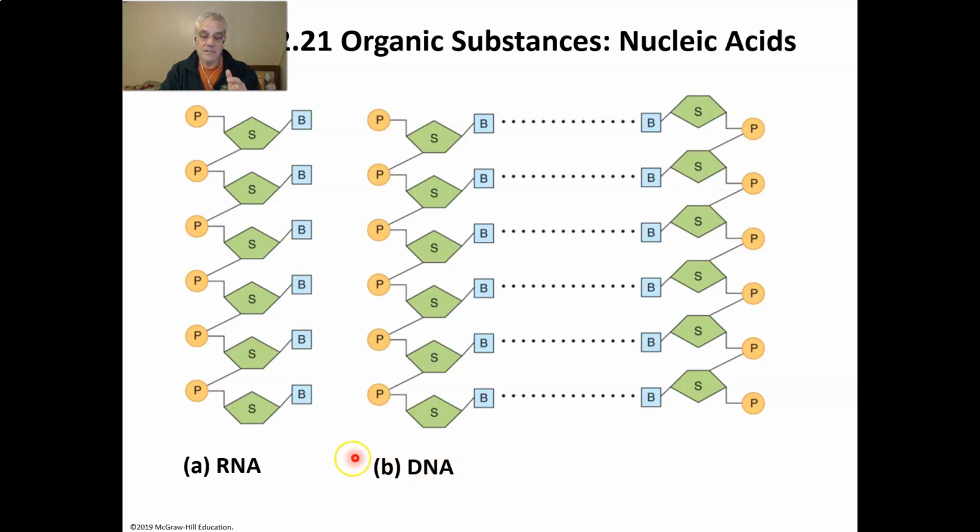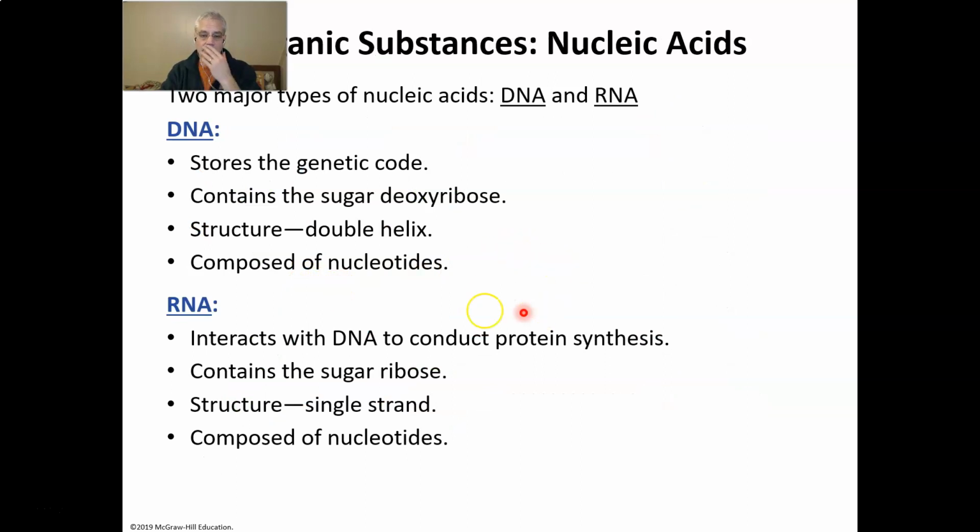acid. In the case of RNA, RNA is often found single-stranded, one single strand. It can be very, very long, a single strand of RNA. RNA stands for ribonucleic acid. So it's a slightly different structure than deoxyribonucleic acid, but they're very similar in other ways. These are nucleic acids. All right.